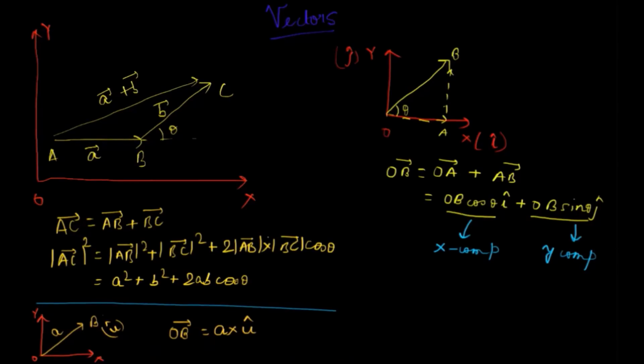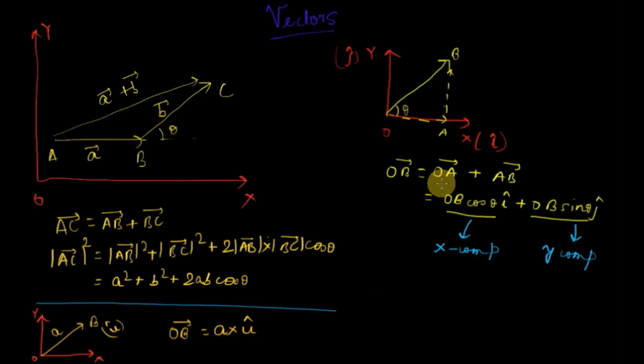Let's understand unit vectors. Let's say I have this OB vector whose magnitude is A, and let's say I define a unit vector u cap such that its magnitude is 1 and the direction is along OB. Then I can write the OB vector as A times u cap, where A is the magnitude of OB and u cap is the unit vector along OB, right?